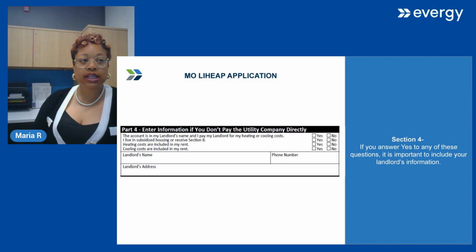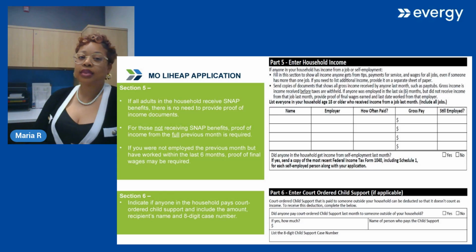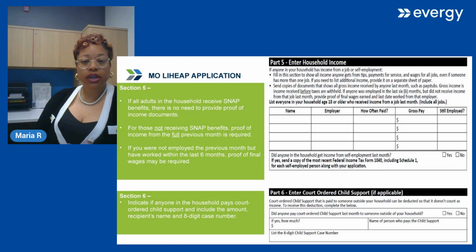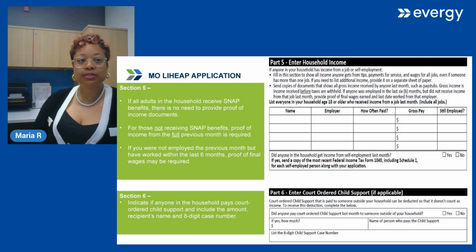Please answer yes to any of these questions and include your landlord's information for the LIHEAP agency to correspond for payment if approved. Section 5 is covering household income. Fill in this section to show all income earned for the entire household, including pay stubs from the previous month. However, if adults in the home receive SNAP food assistance, proof of earned income will not be required. If you were employed within the past 6 months but did not receive income from that job in the previous month, proof of your last pay stub from that employer may be required.